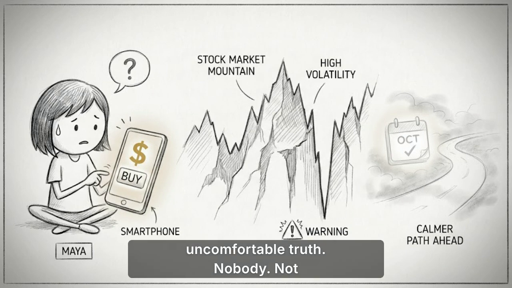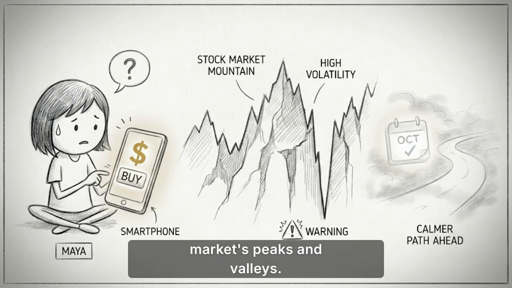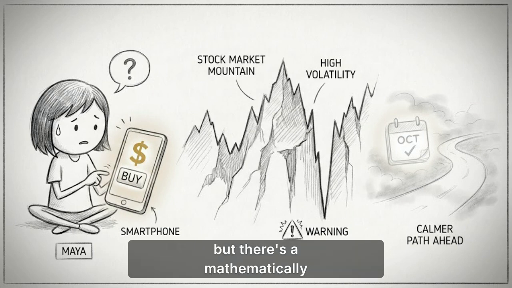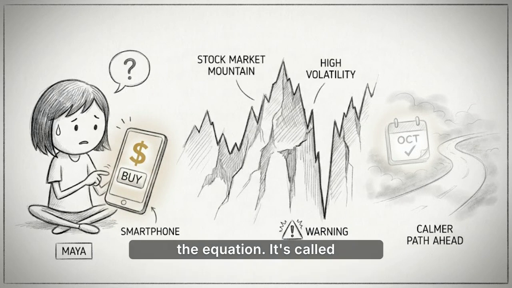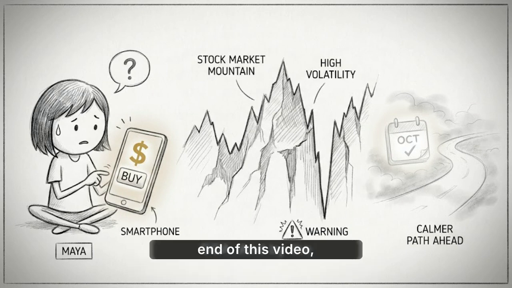Here's the uncomfortable truth. Nobody, not the Wall Street experts, not the advanced algorithms, can reliably time the market's peaks and valleys. Trying to guess the exact bottom is a stressful, losing game. But there's a mathematically proven strategy that takes guessing completely out of the equation. It's called dollar cost averaging, or DCA. And by the end of this video, you'll see exactly how it works, so you never feel paralyzed by when to buy ever again.